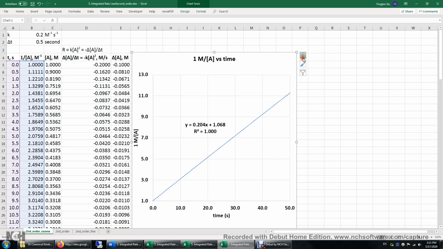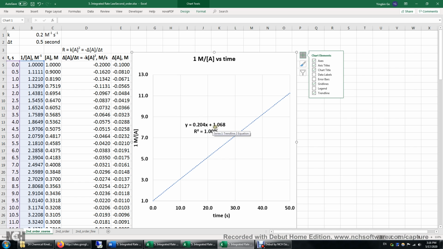And then I made the linear fitting. This is linear, and I included the axis titles. I included the equation here. I included this r squared here. So this means a really perfect fitting here. And again, this slope is K, 0.204, that's your K, well, close enough. And this is the reciprocal of the initial concentration. Well, that's also close enough, all right?